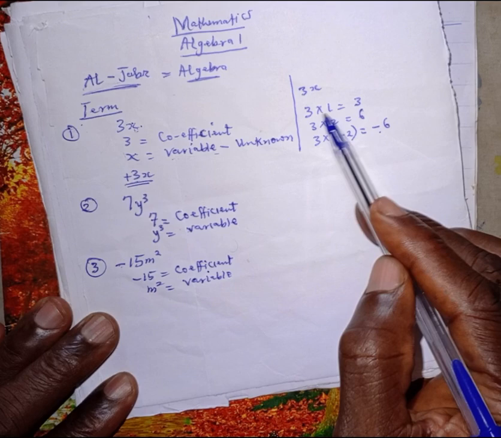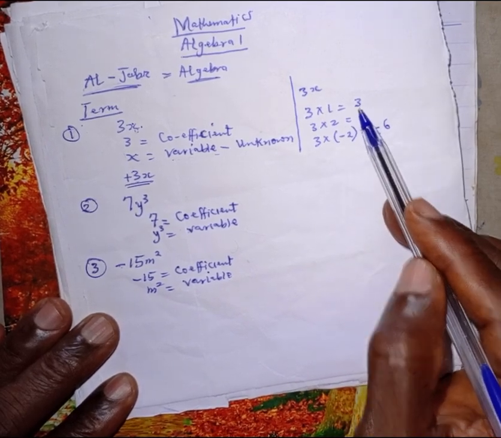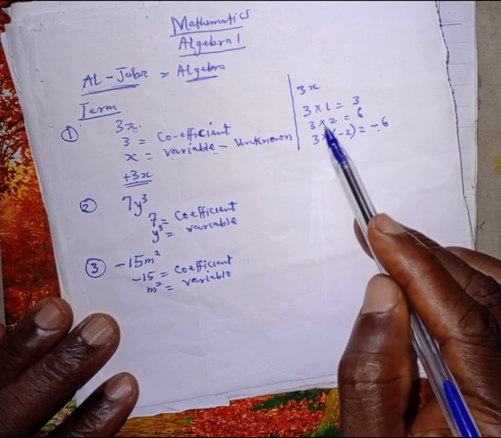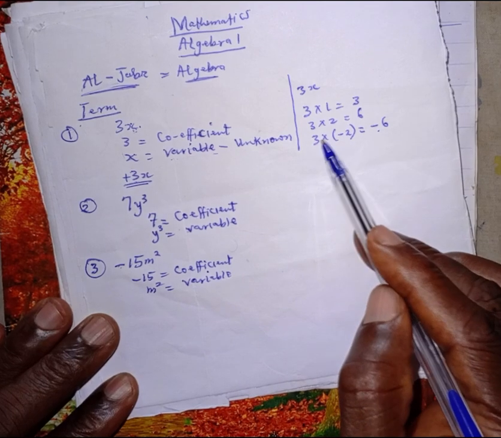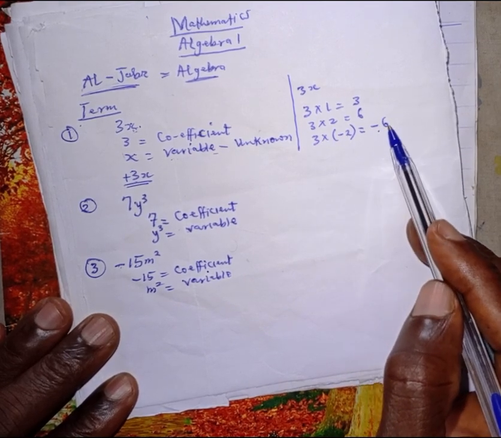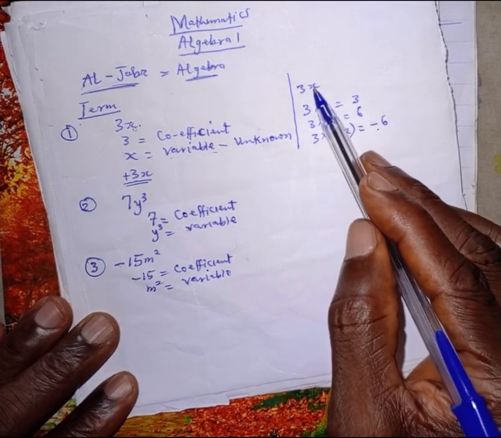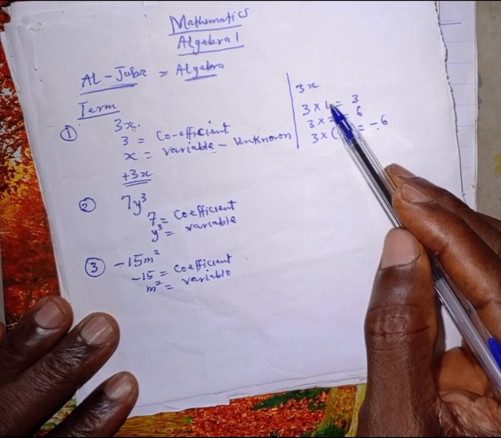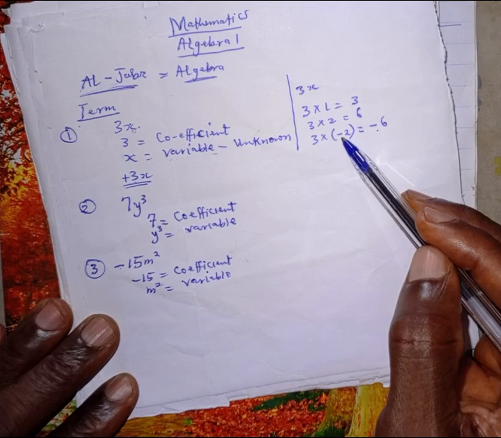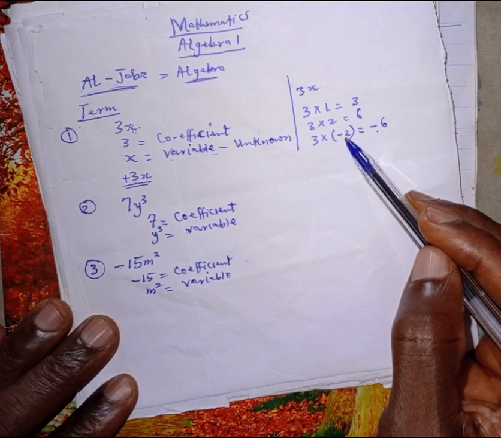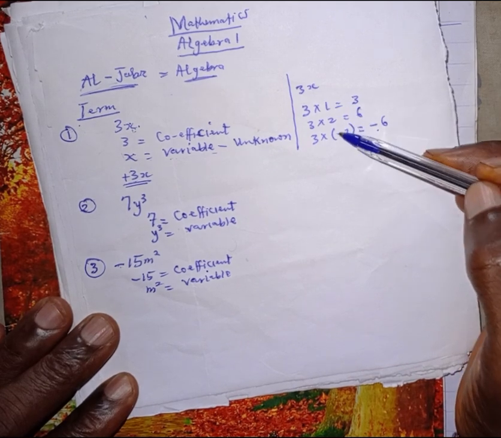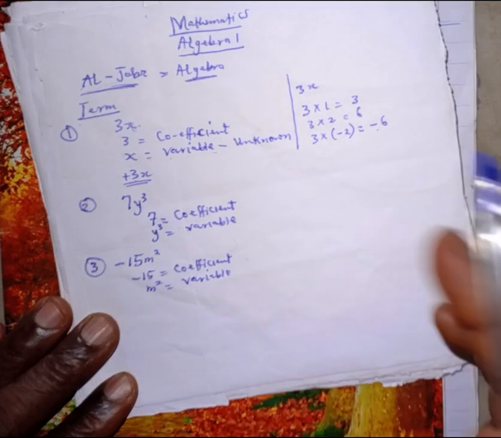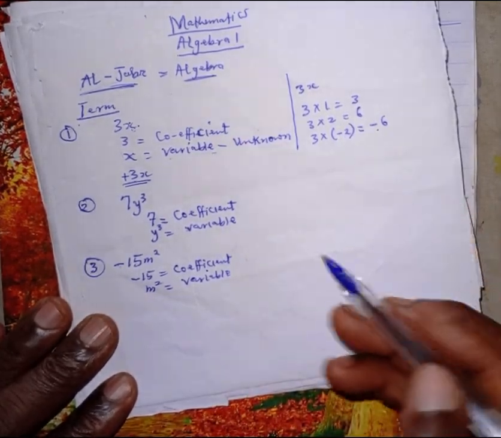When you multiply, the product of 3 and 1 is 3. The product of 3 and 2 is 6. Then the product of 3 and negative 2 is negative 6. You can see that this x kept on changing. This variable kept on changing, from 1, 2, until it went to negative 2. Because it will always change, we call it a variable. It will always vary, to whatever value you have for it.